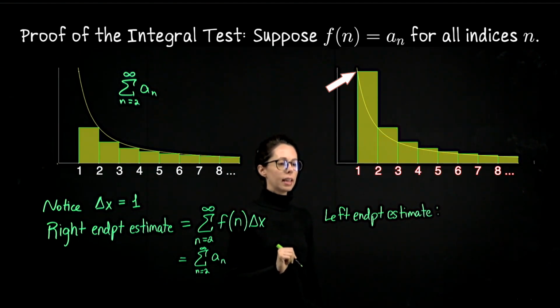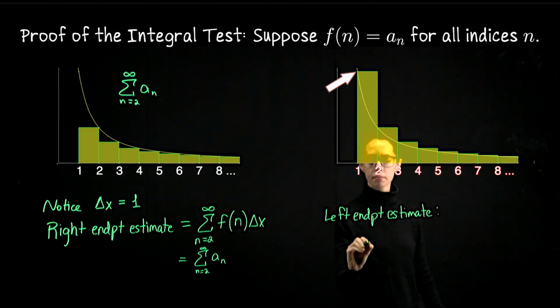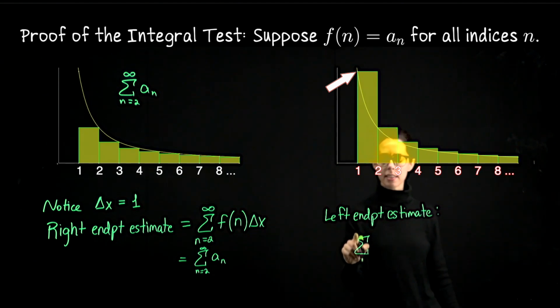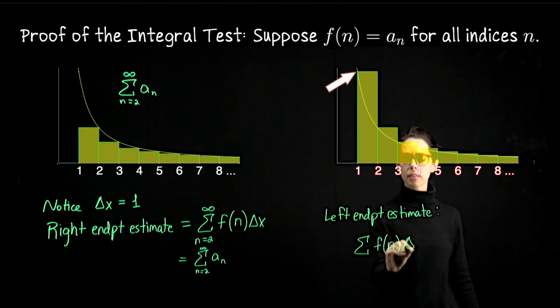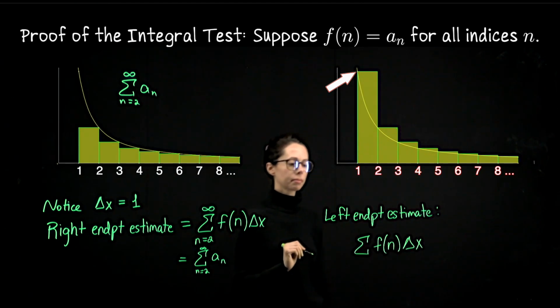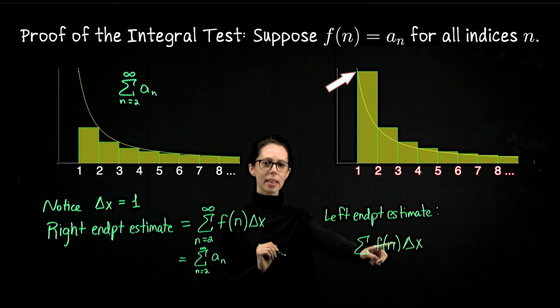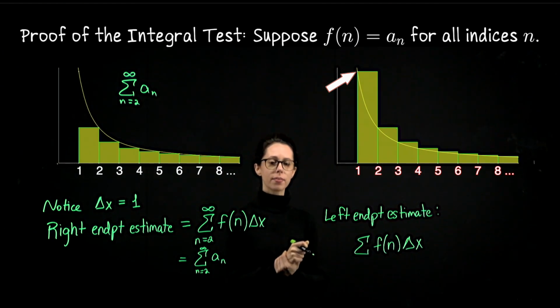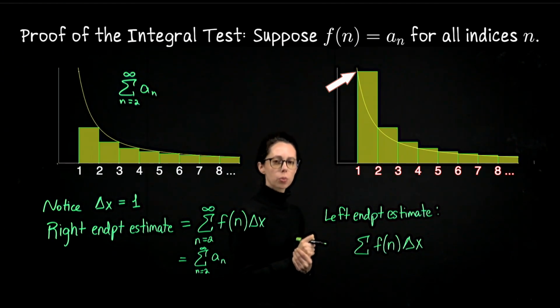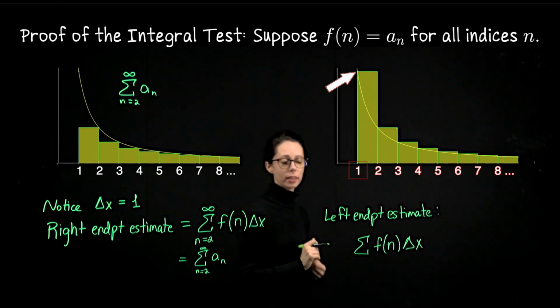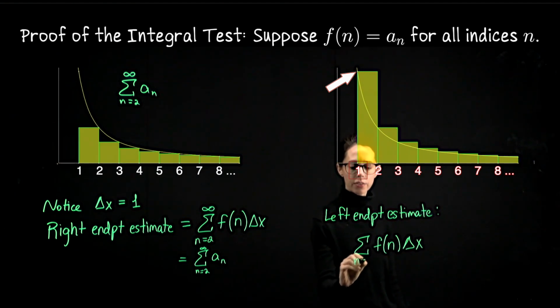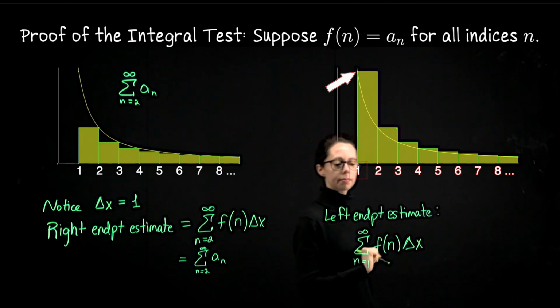For this, it's going to be the sum, again, I'll write down the indices in a second, of f at an integer value, delta x. But what is the first integer, the first whole positive number that we plug into our function? In other words, what is our first left endpoint? It's actually happening when n equals 1. So this time we're going to index from n equals 1 to infinity.